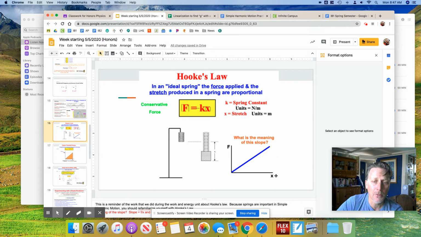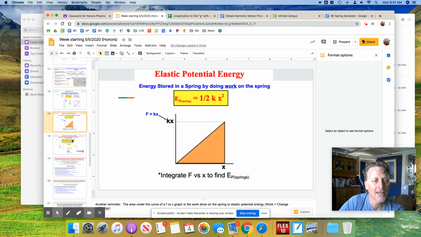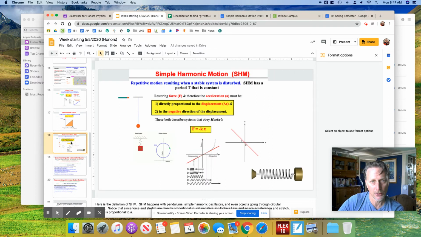And if you remember, we did this before, but we looked at the slope of the force versus stretch graph, which is what we call the spring constant. And the integral, or the area under the curve of the graph of force versus stretch, is what we call elastic potential energy. So we're going to use those concepts as we get into understanding simple harmonic motion.